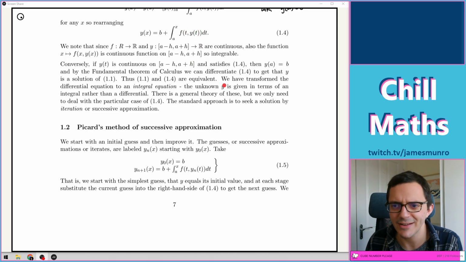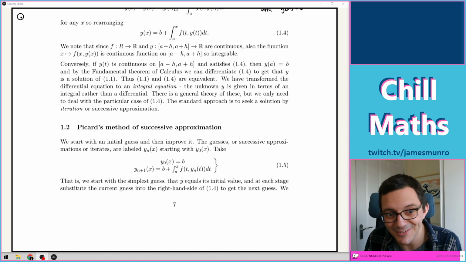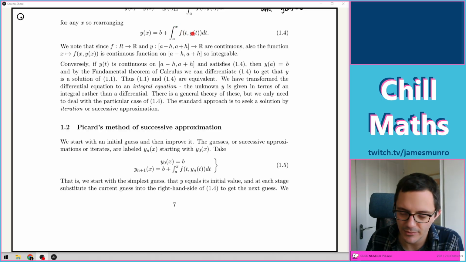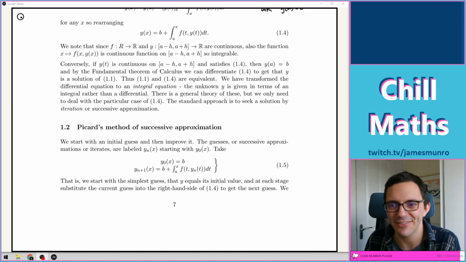Using the fundamental theorem of calculus, that kind of integration is the opposite of differentiation. Differentiation is the opposite of integration in some sense. So if you have x up here, you can differentiate that by thinking about how the integral changes in relation to the value of the function. Right, then we now have an integral equation.